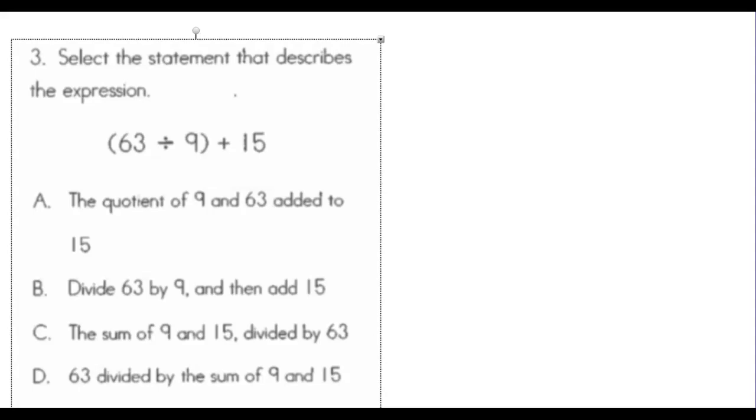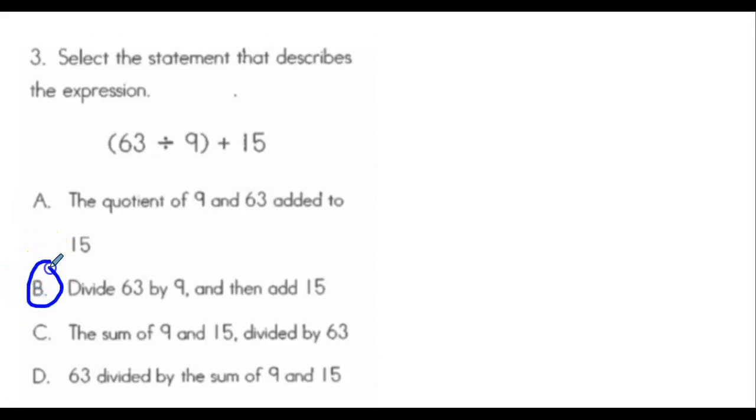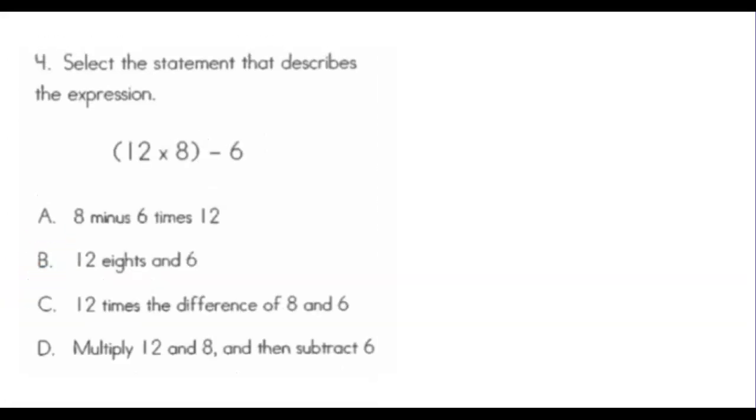So C and D just sound ridiculous. So we look back here at A and B. On A, you have the quotient of 9 and 63 added to 15, with a quotient of 9 and 63. That just does not sound right, and that would be 9 divided by 63, not 63 divided by 9. So B is your correct answer. Divide 63 by 9 and add 15.